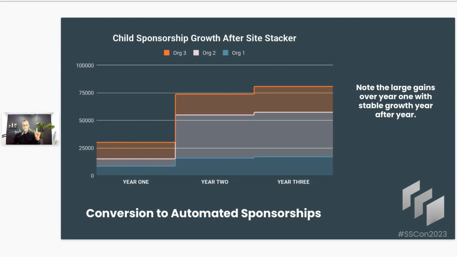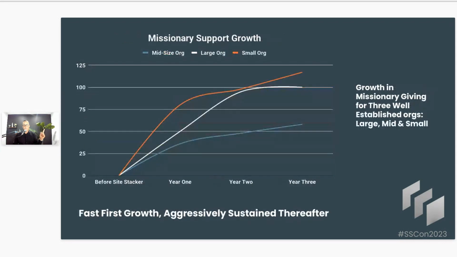Now, I'm going to throw one thing out on this, and then you can hang on to that and decide what to do with it. Most of the organizations that we've seen this with didn't have more children to sponsor available. So take that food for thought, okay? They may or may not have grown exponentially with the number of children that were actually sponsored, but the sponsorship revenue went up. Think about that, and we'll talk about why. Same thing with missionary support.